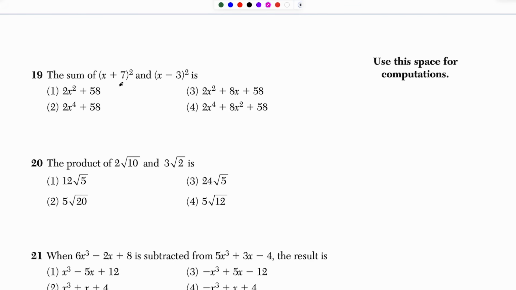Question 19, the sum of x plus 7 squared and x minus 3 squared is... For this one, we could do this without a calculator first. Now, one thing you have to be very careful of. I see students do stuff like this all the time.